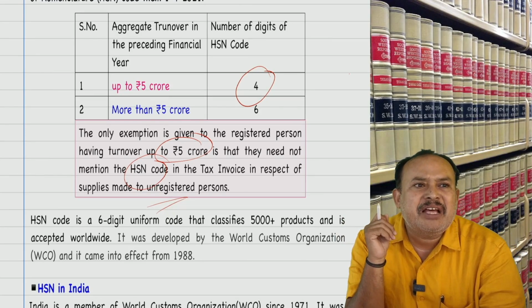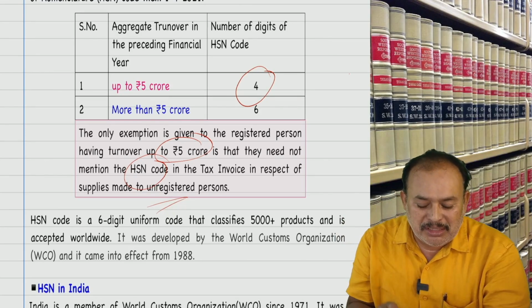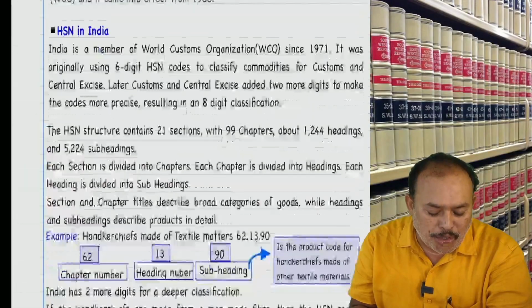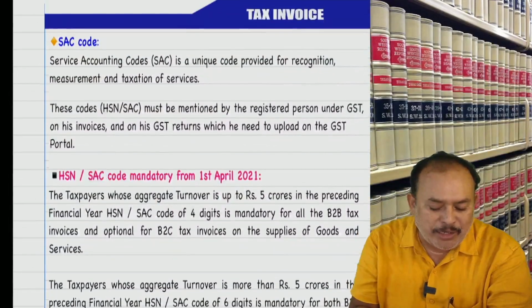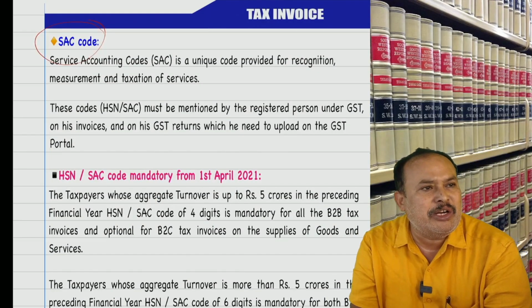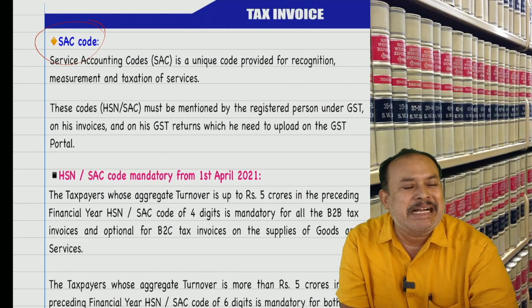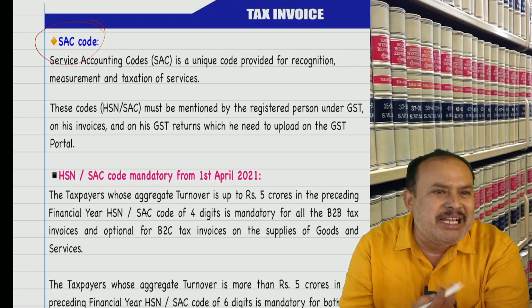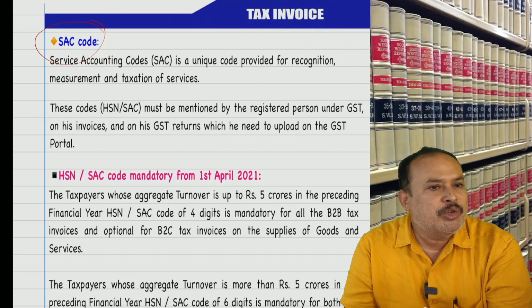For supply of service, we call it the SAC code, service accounting code. Mentioning the service accounting code in the tax invoice is mandatory. Only 6 digits are available. Got the clarity?